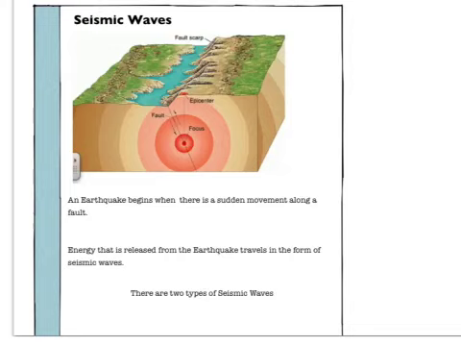This is an image of the anatomy of an earthquake. An earthquake begins when there is a sudden movement along a fault. This line that I'm making is your fault line. Energy that is released from the earthquake travels in the form of seismic waves. So these things here would appear to be your seismic waves. Okay?